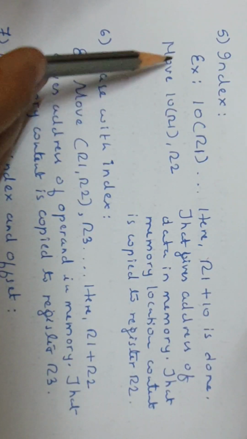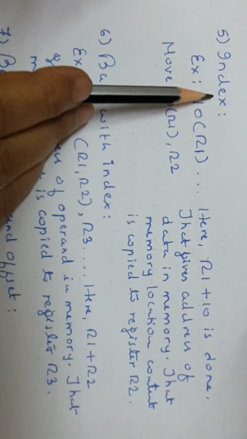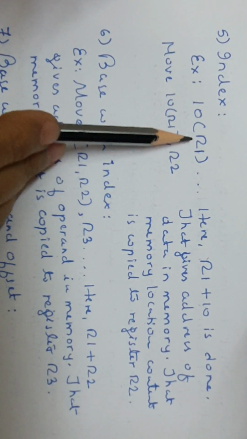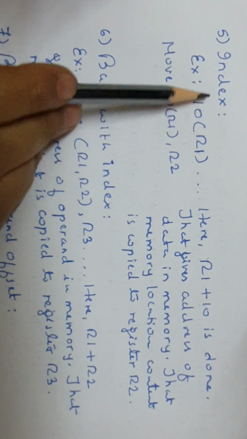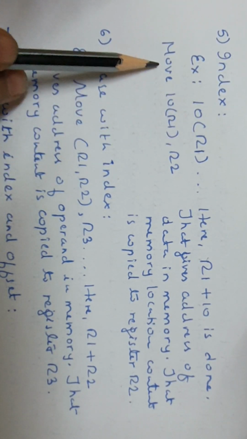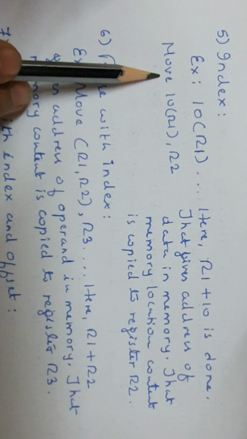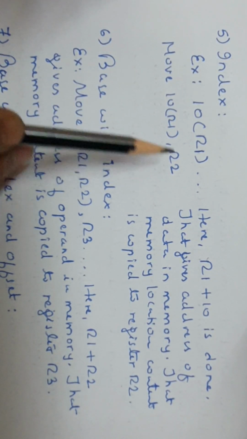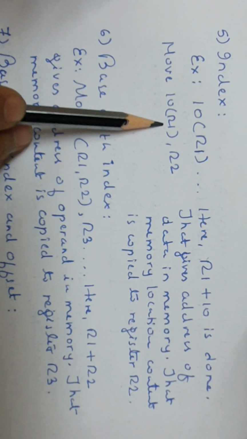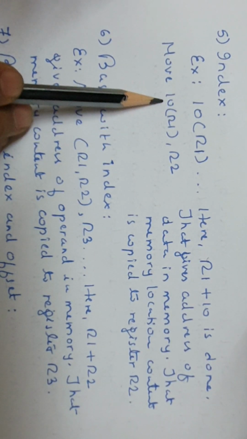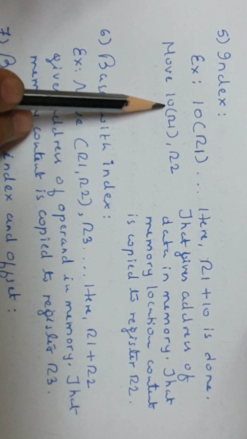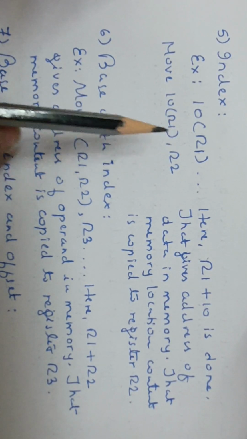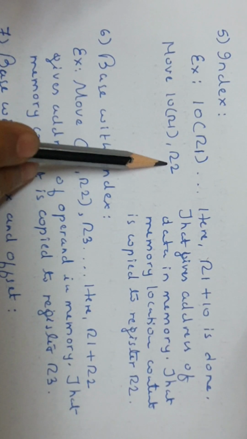Okay. So the next one, fifth one, index addressing mode. Example 10 in bracket R1. This is the syntax of indexed addressing mode. How is this used in an instruction? Move 10 in bracket R1 bracket complete R2. If R1 is 1000, so 1000 plus 10 is done. So 1010 is the address of memory location. In 1010 memory location, what is stored? That is copied into R2.